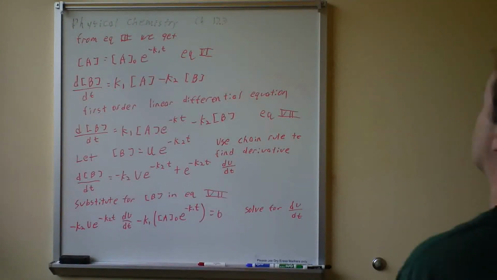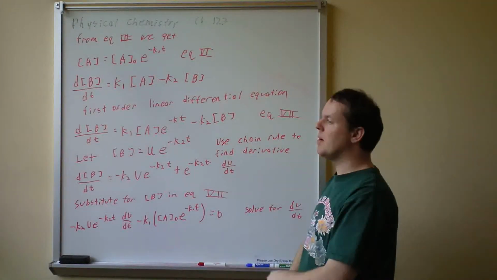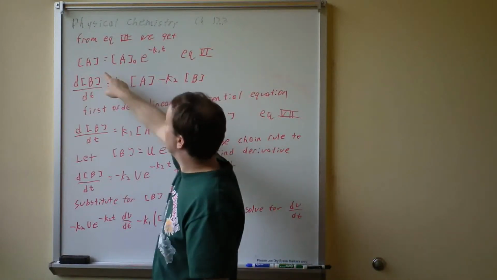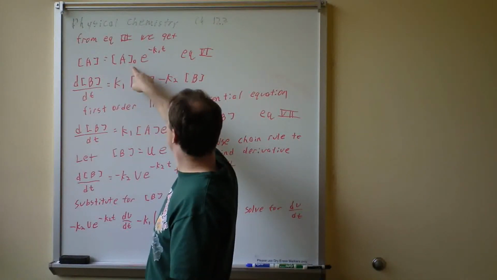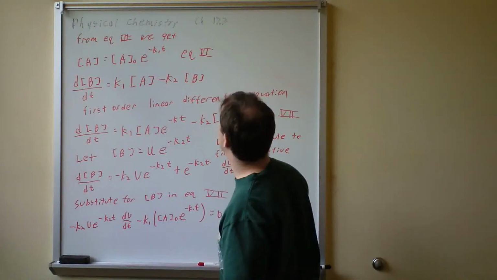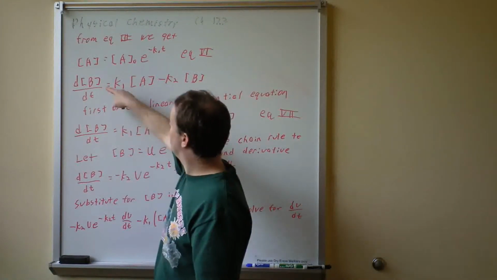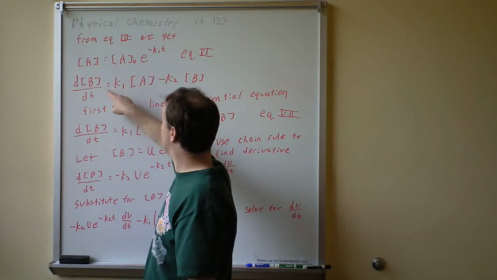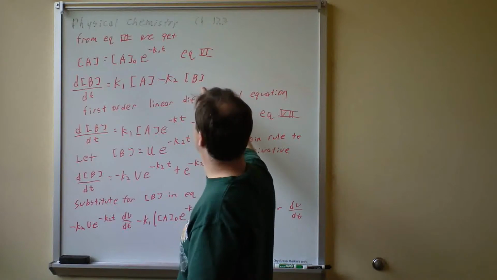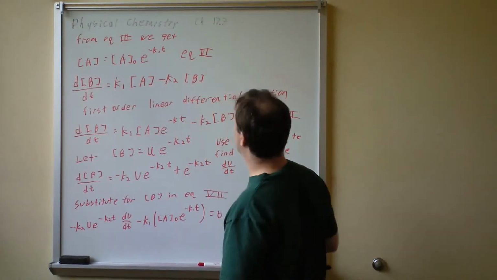Continue on physical chemistry, chapter 17, section 3. So then from equation 3, we're going to get the concentration of A is equal to the initial concentration of A times e to the minus k1t. We'll call this equation 6 for later use. So now we have the derivative of the concentration of B is equal to K1 times the concentration of A minus K2 times the concentration of B. Because I think we had that from before.